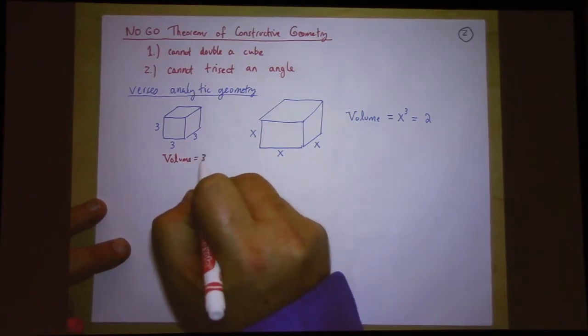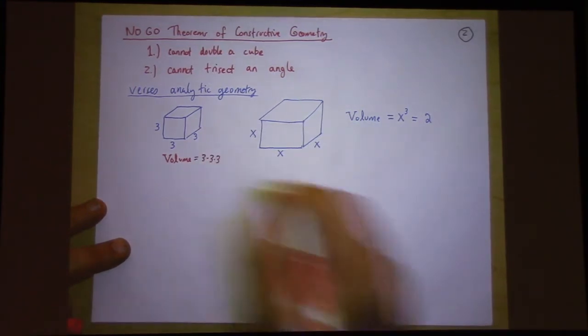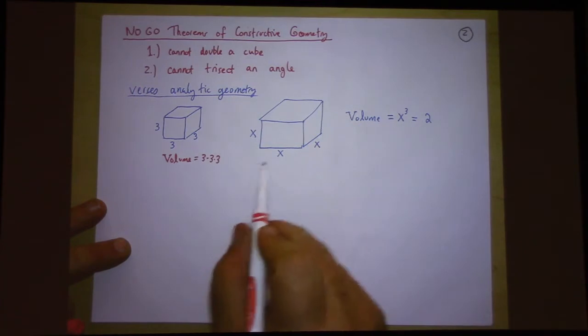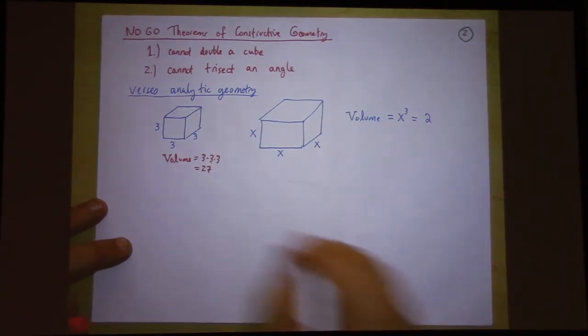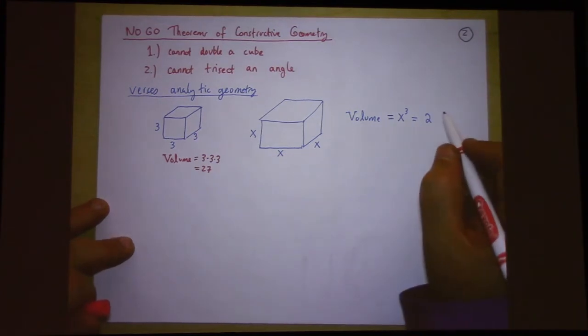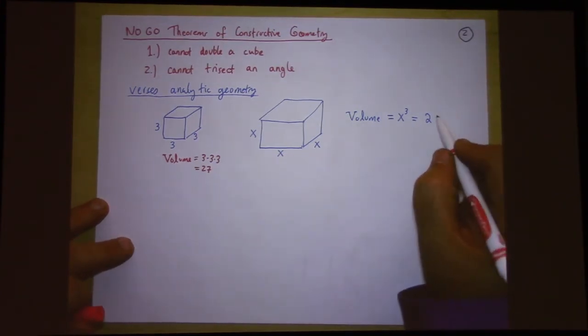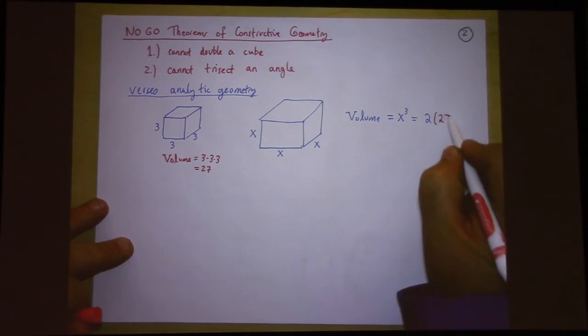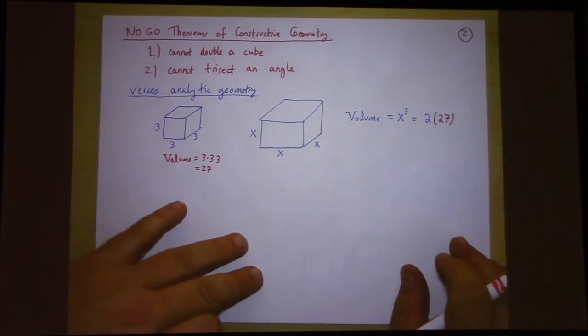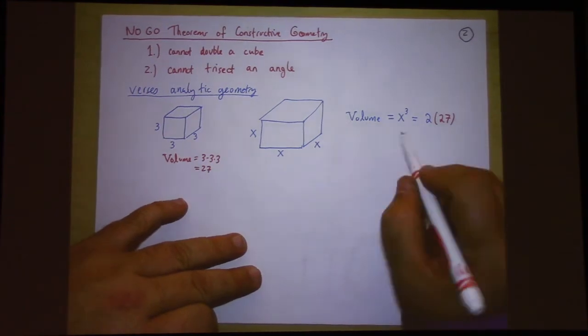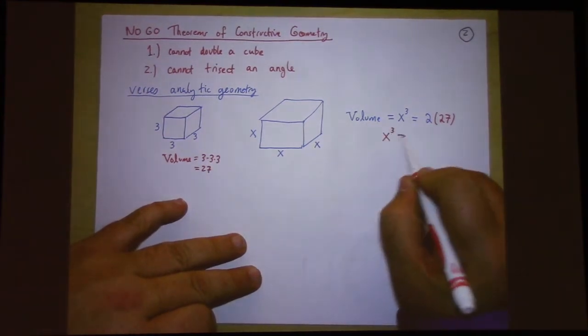3 times 3 times 3, right? So that's 9. 9 times 3 is what? Heart was in the right place, though. Let's see here. So we're supposed to do double the volume, right? So 2 times 27, right? 2 times 27. And you see that would give me x cubed equals 54.